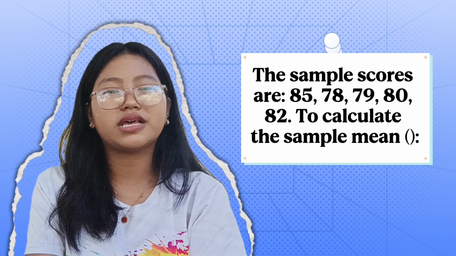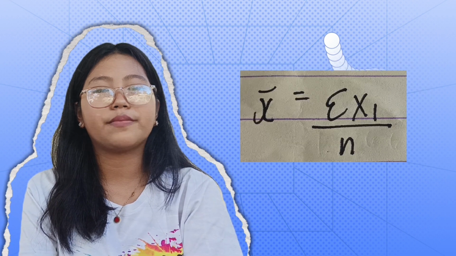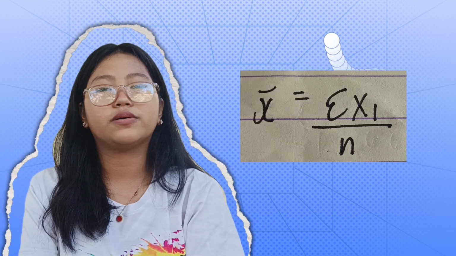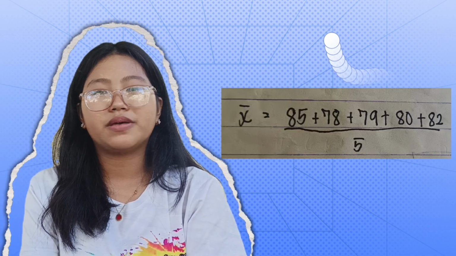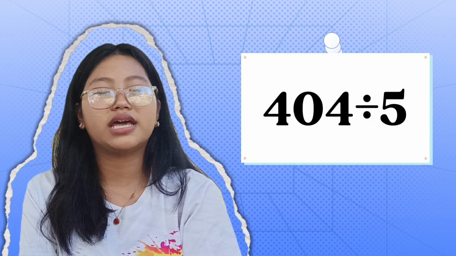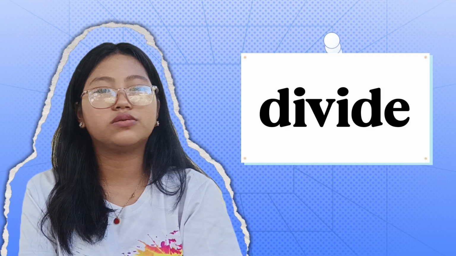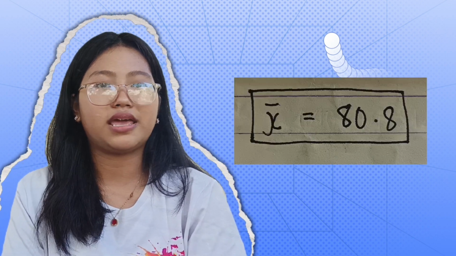To calculate the sample mean, we will use the formula sample mean is equal to summation of data over sample size. So sample mean equals 85 plus 78 plus 79 plus 80 plus 82 over 5. Add them and we will get 404 over 5. After adding them, we will divide it by the sample size, which is 5. So 404 divided by 5 is 80.8. So our sample mean is 80.8.